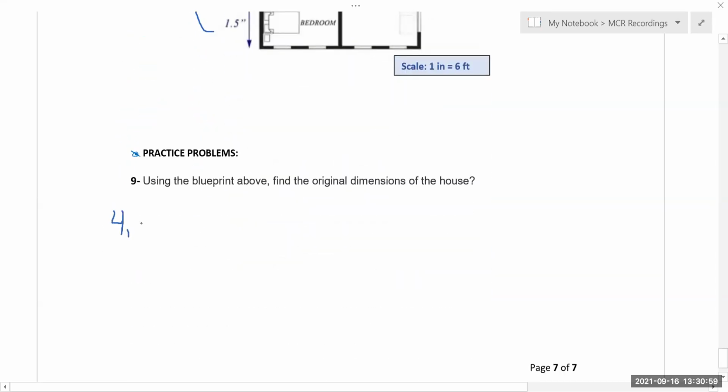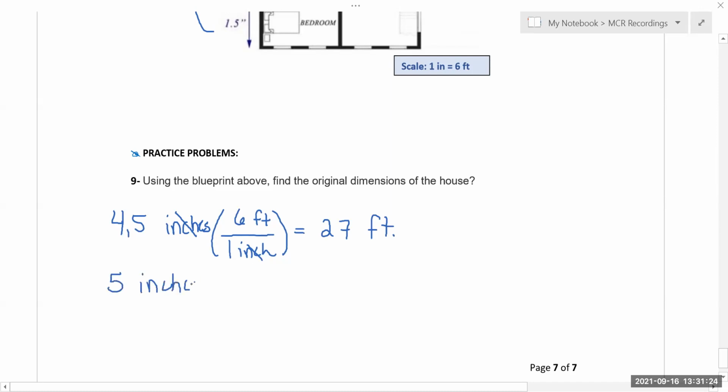So this is 4.5 inches. And then 1 inch is the equivalent of 6 feet according to this scale. So essentially we're multiplying by 6, but converting the units. So it ends up being 27 feet if you do 4.5 times 6. And then the other one was 5 inches. 6 feet is 1 inch. So cancel that out. And the other unit was 30 feet.